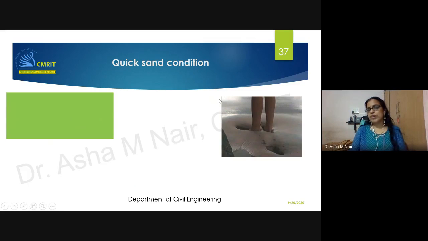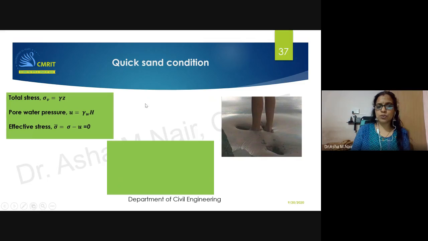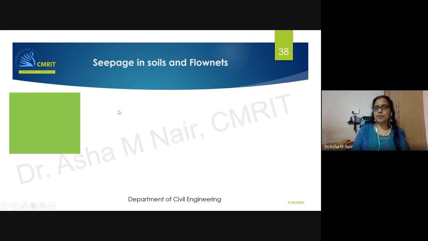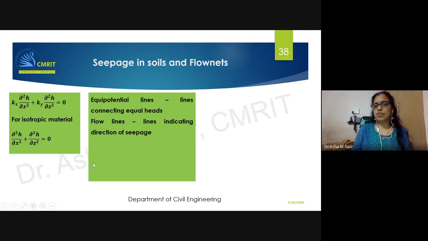Now, what is a quicksand condition? It is a condition wherein the base soil loses its strength and will not be able to support our load. So sigma dash will be equal to 0, and the critical hydraulic gradient is given by G minus 1 by 1 plus e. And seepage in soil: the Laplace equation, dou squared H by dou x squared plus dou squared H by dou z squared equals 0. We also had two questions on this in today's session.